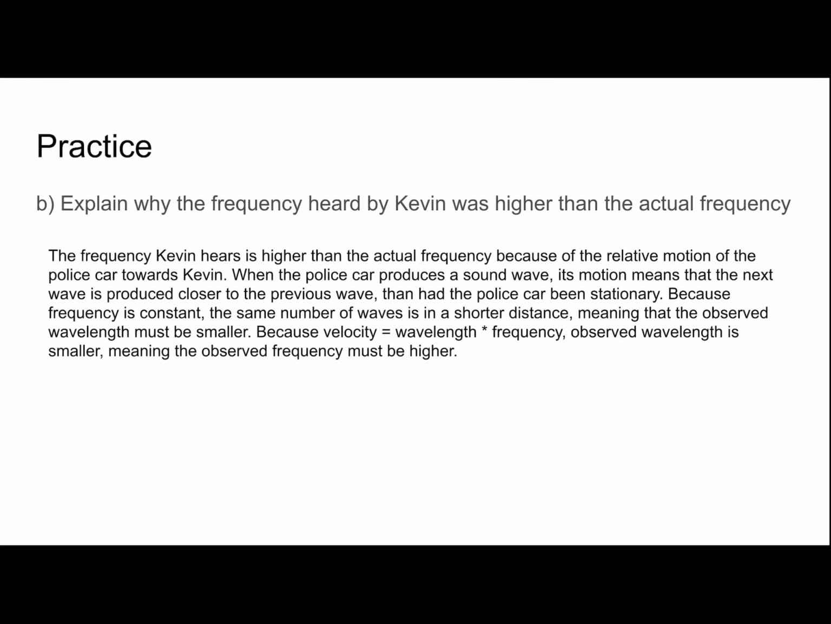So we know the frequency of the source is constant, the same number of waves is concentrated in the shorter distance, meaning that the observed wavelength must be smaller. Because velocity equals wavelength times frequency, the observed wavelength is smaller, therefore the observed frequency must be higher. So that would be your basic explanation there. This is usually a merit level question for NCEA. It is a very common question that will either make you explain why the frequency was higher or why the frequency was lower, depending on which way the source is moving. So very, very common NCEA question here.